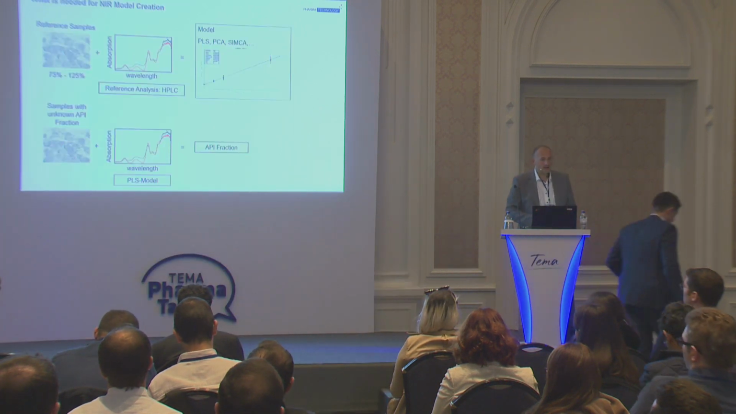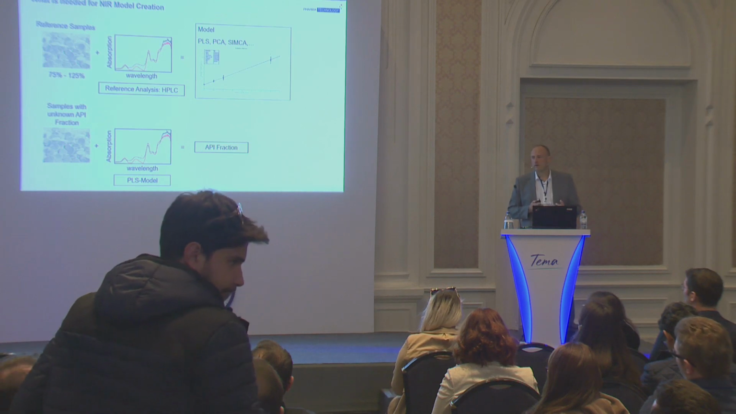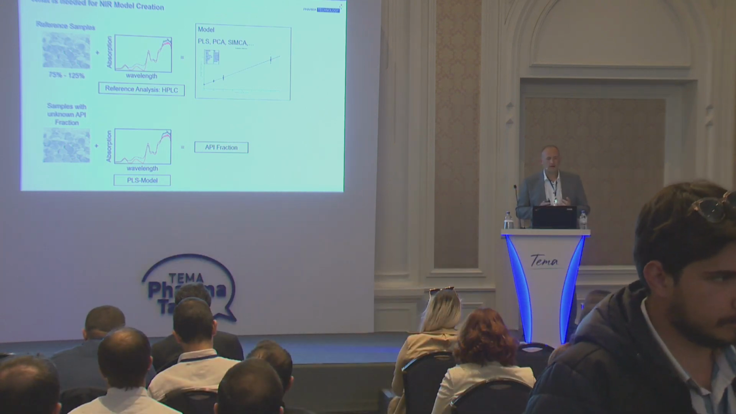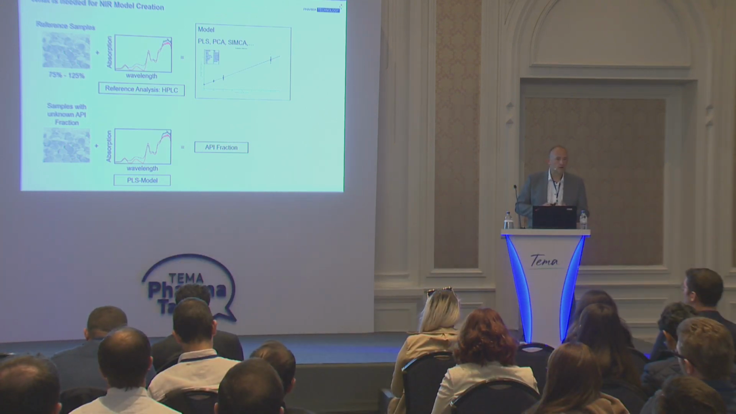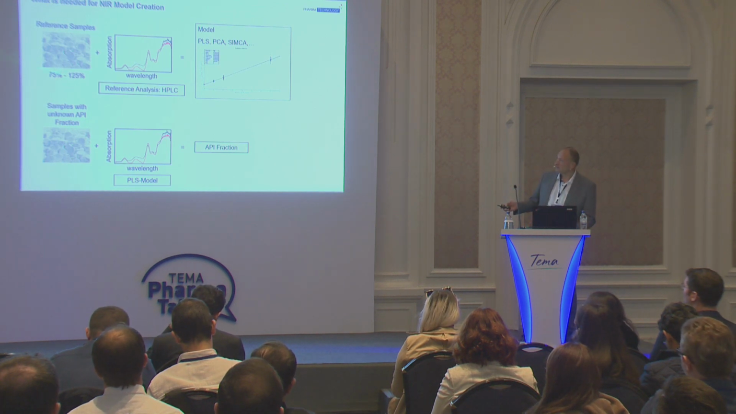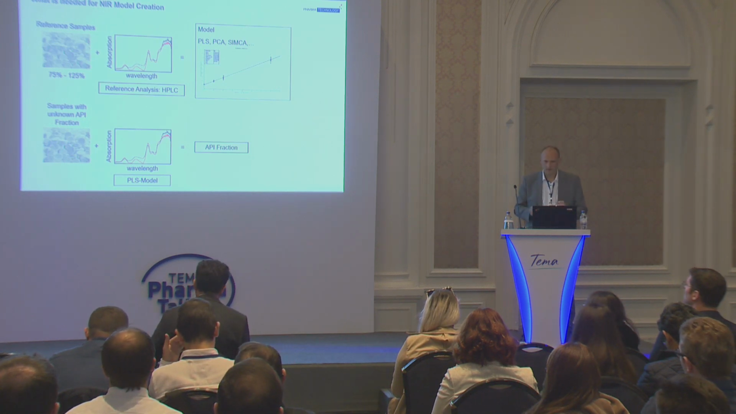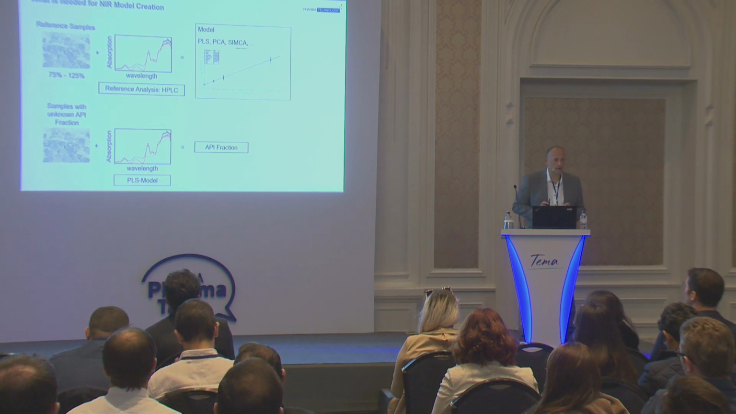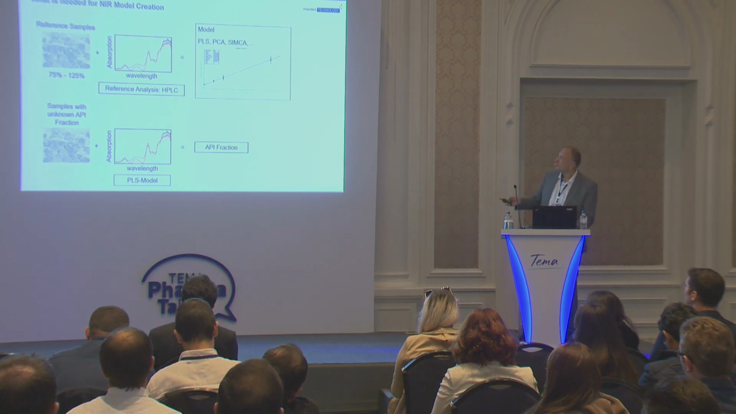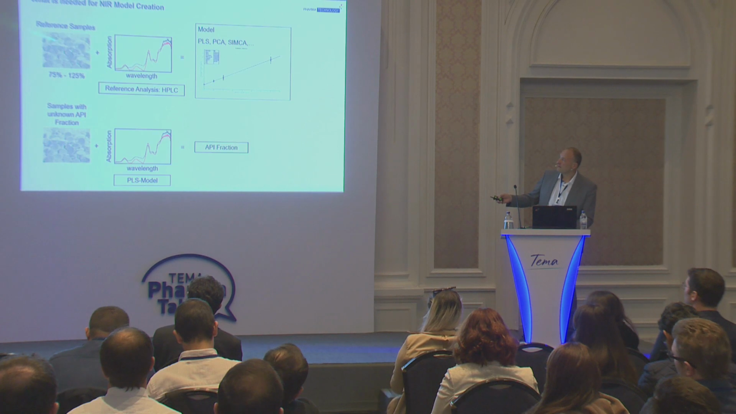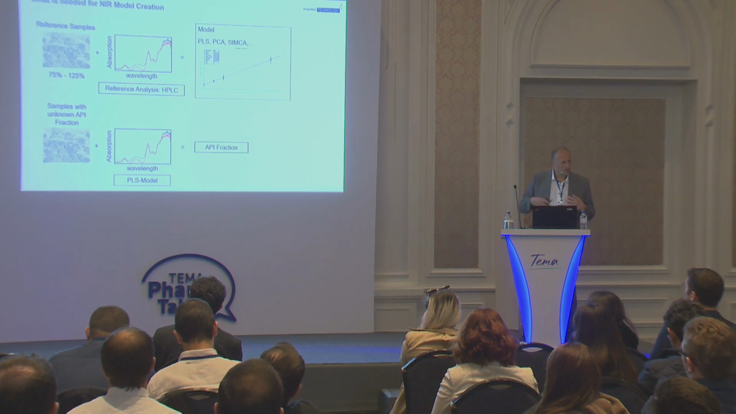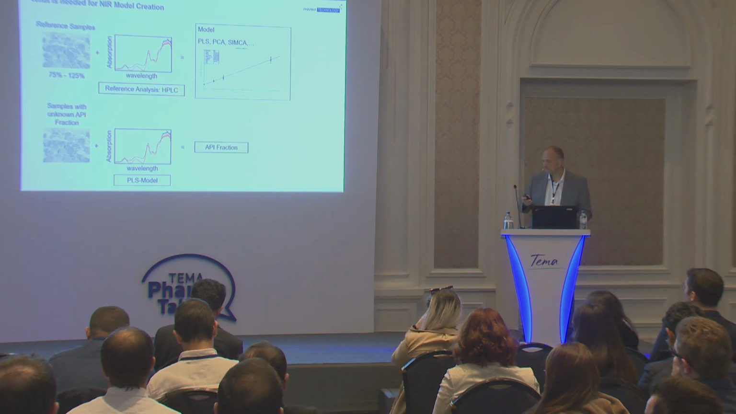Last thing about NIR, usually I'm facing the question, what is necessary, how is it done with the model creation? So what do we need? We need tablets from different API strengths, so for example, from 75 up to 125%. 75, 80, 85, whatever. Then we are taking the spectra of these tablets. I told you already how easy this is with our design of experiment software.